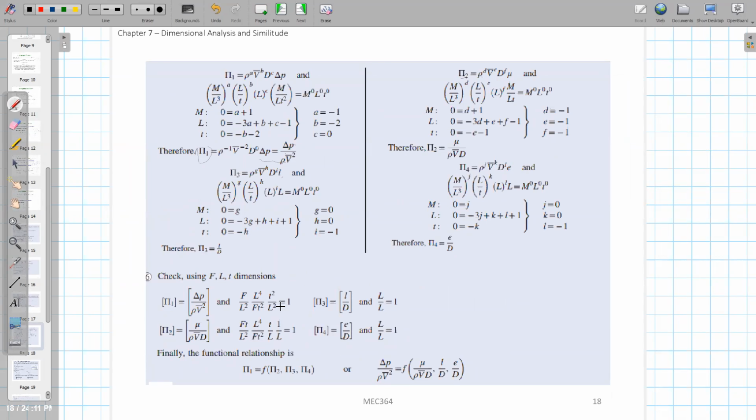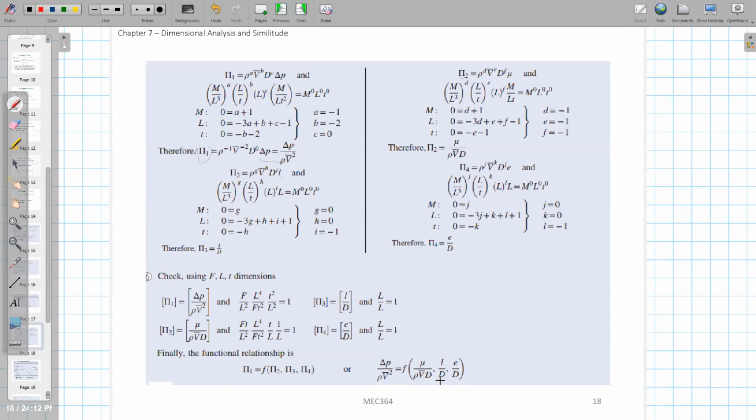And finally, this pi 1 is what we want to measure, right? Because we want to measure delta P. So you see that you can write pi 1 as a function of pi 2, pi 3, pi 4. Basically, if you want to measure the pressure drop in the flow in this pipe, you will know that it's only a function of 1 over the Reynolds number, the dimensionless pipe length L over D, and the dimensionless roughness E over D.